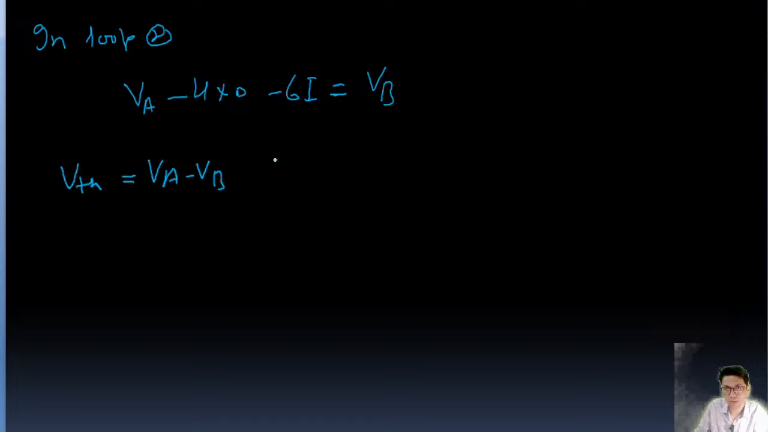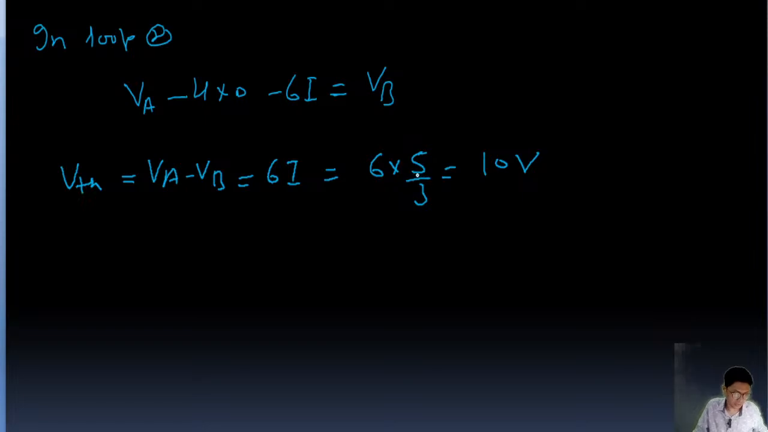This is going to be 6i, and the 6i value we know, that is 6 into 5 by 3. Okay, this is 20 volt. Any mistake? 6i into 5 by 3.